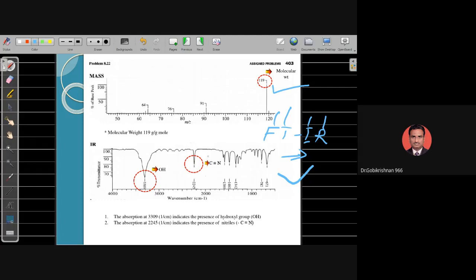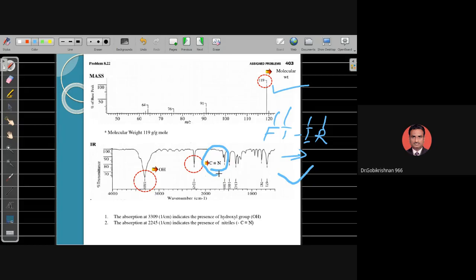Since this is an absorption spectrum, there won't be any peak upward. Instead, there will be a downward dip, which is the absorption. From this picture I can understand the given molecule contains an OH group and a C triple bond N group. The C triple bond N group is called a nitrile group, or cyanide. So these two groups are present, that's what I can understand.